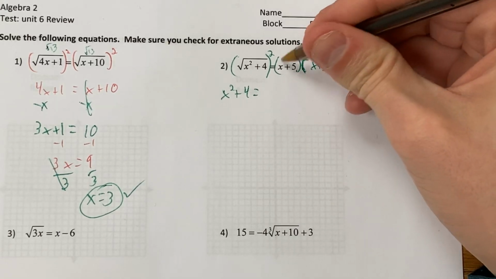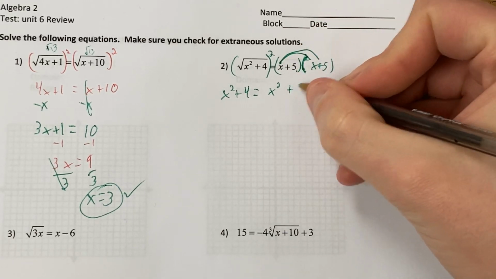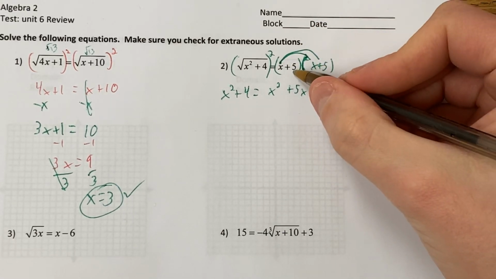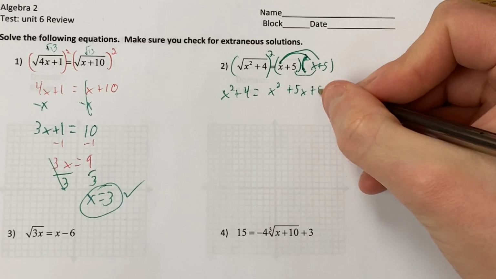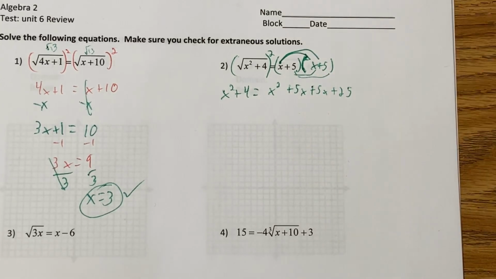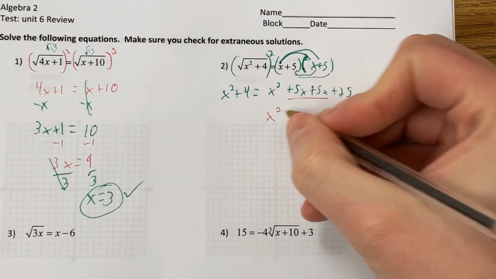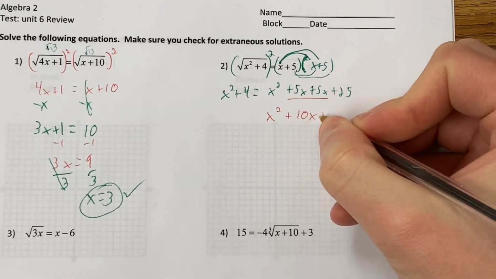So to do this, I'd have to do x times x is x squared, 5x, 5 times x is another 5x, and then 5 times 5 is 25. Combining like terms, you get x squared plus 10x plus 25.